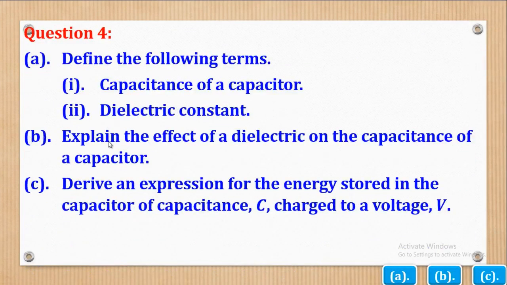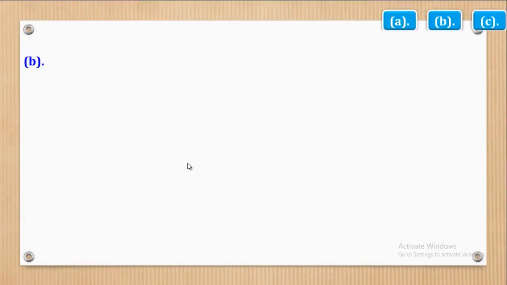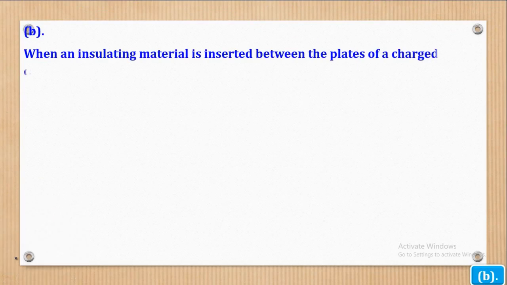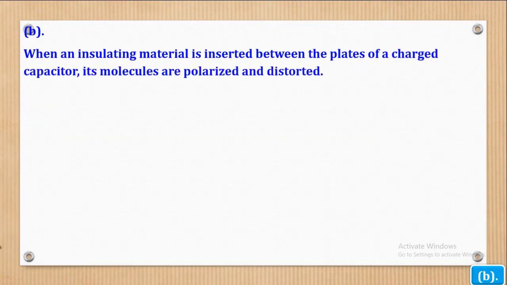So part B says explain the effect of a dielectric on the capacitance of a capacitor. So we shall come and say that when an insulating material is inserted between the plates of a charged capacitor, its molecules are polarized and distorted.